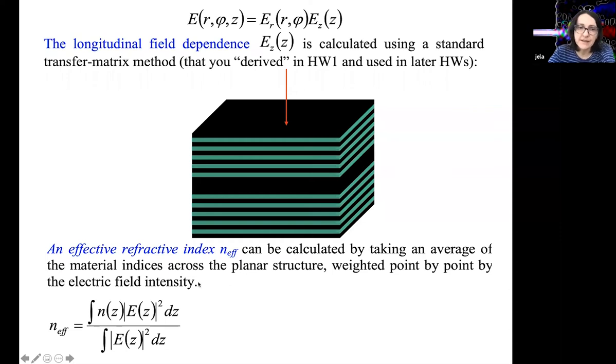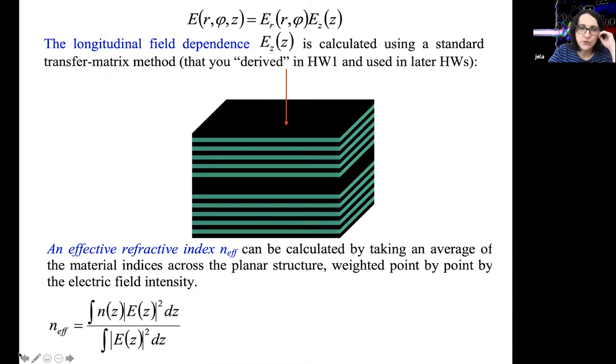When you find that, then you calculate the effective index of the system. This is different from the effective index that we had before, but it's a similar concept. You would like to remove the variation of refractive index in the axial distribution when you're solving it in the transverse direction.